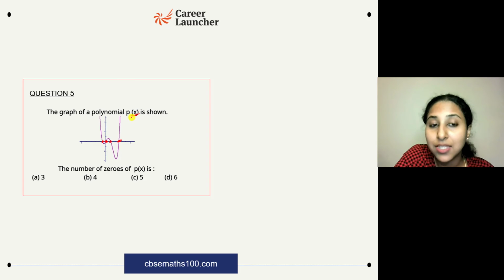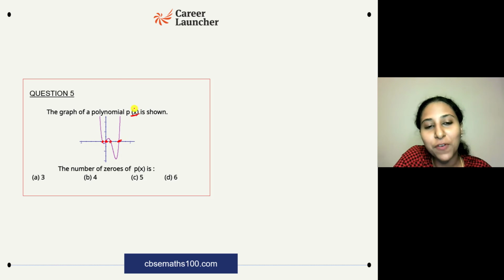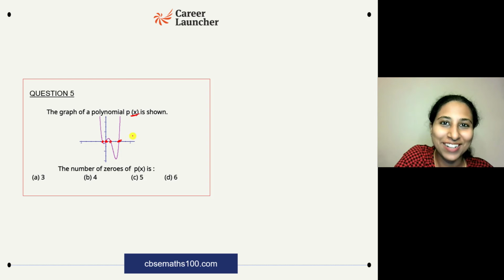So for p of x, you're only looking at the x-axis. 1, 2, 3, 4 points where the value of p of x becomes 0. Why does the value of p of x become 0 over here? Because the y coordinate is 0 here. Here, the value of p of x is indicated by the y coordinate. On the x-axis, we know the y coordinate is 0. So the value of p of x is the same as y, which is 0 here.